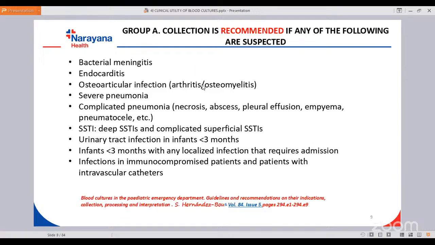When will you also send blood cultures? When you're suspecting bacterial meningitis, endocarditis, arthritis or osteomyelitis, pneumonias, severe and complicated pneumonias, not the regular ones. Then deep skin and soft tissue infections, and infections in immunocompromised patients with intravascular catheter. So why is blood culture being sent in all these very localized infections? Because in every one of these localized infections, when they get severe, there is outpouring of bacteria from that localized space or localized organ into the blood. So there is an element of bacteremia in all these conditions and therefore blood culture is recommended.